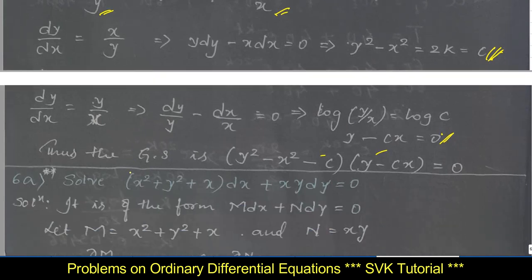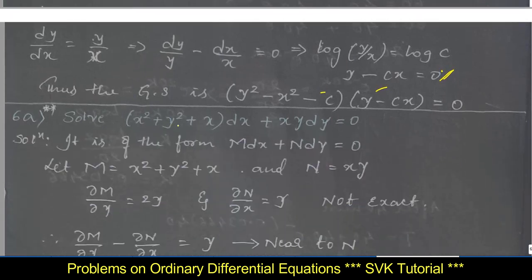Moving on to question number 6a, which is a choice question. Solve the given differential equation x square plus y square plus x dx plus xy dy equal to 0. So it is of the form M dx plus N dy. So therefore we can recognize what is M, what is N. So after recognizing M and N, differentiate M partially with respect to y and N partially with respect to x. So we are going to get partial derivative of M with respect to y as 2y and partial derivative of N with respect to x as y. So as it is, del M by del y is not equal to del N by del x. So therefore we say that it is not exact.